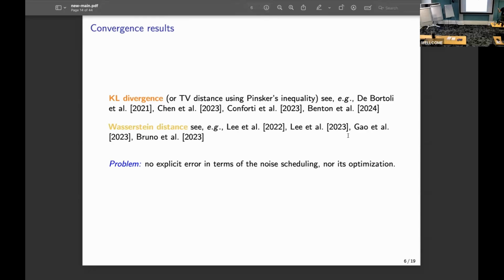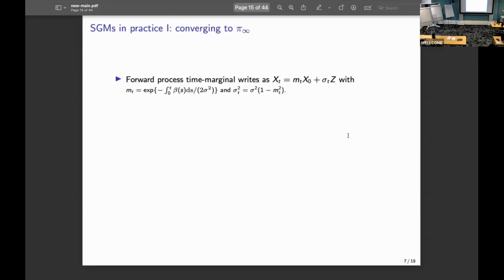So as I said, there is a problem here: there is no explicit error that depends on the noise scheduling, on the parameter beta, on the way we go through the flow that we are considering. And so now, with the time change that we have considered before, we can rewrite the two.